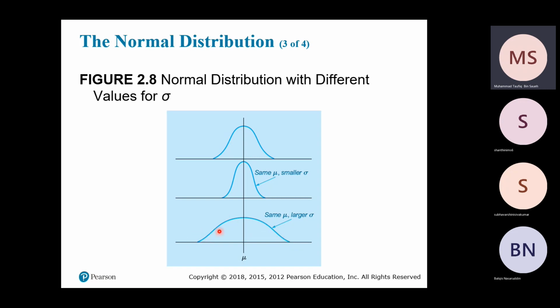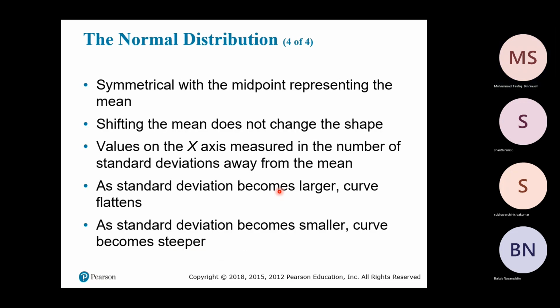Okay, and then you will have a much milder curve. The curve becomes more flat. So these are the effect of standard deviation value to your normal distribution. Okay, so normal distribution is symmetrical with midpoint representing the mean.